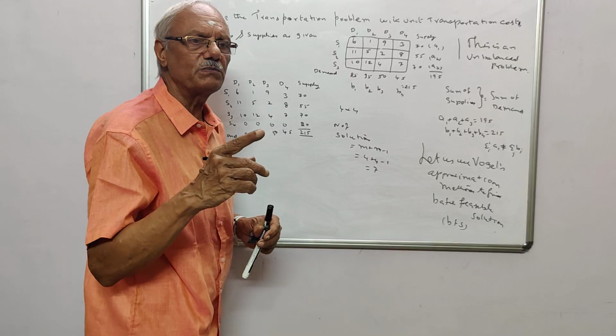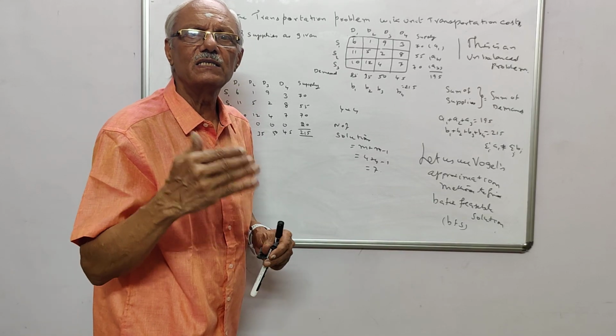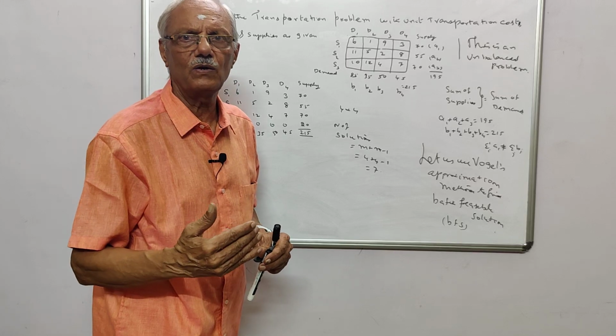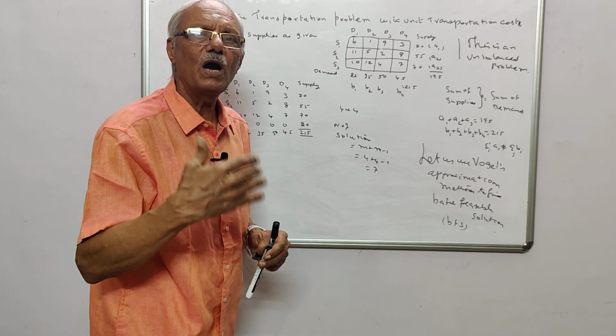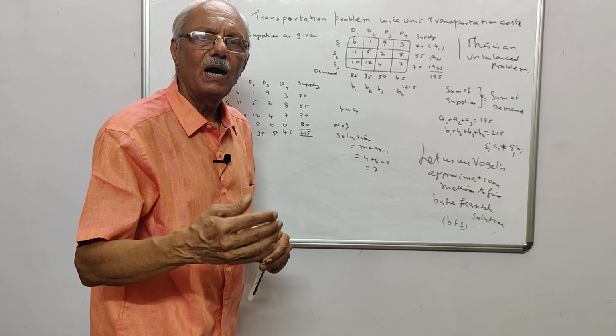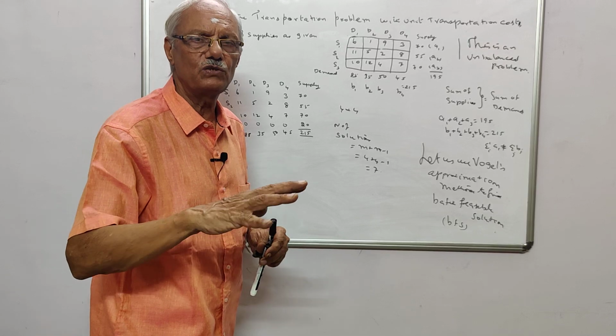Number of allocations must be what? 7. And if it is less than 7, it is a problem of degeneration. Can you understand? It's a degenerate problem. That means you have to solve it in a different way. That I will teach you when the situation comes.